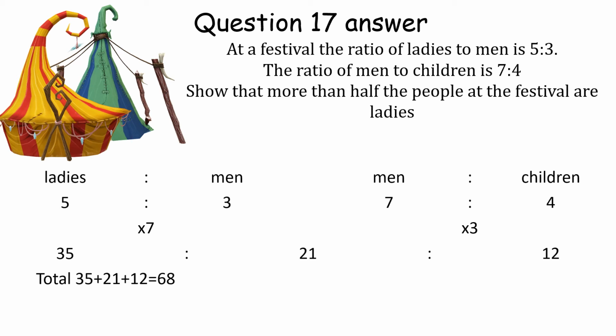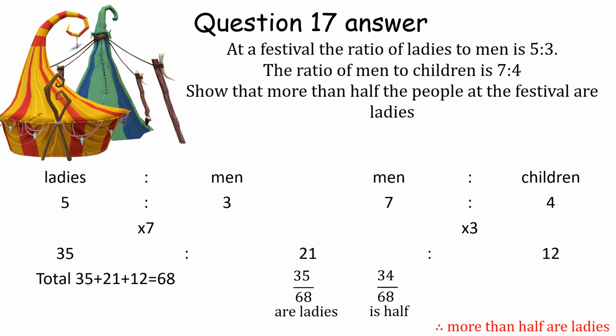We have a total of 68 parts, but 35 of them are ladies. And as 34 out of 68 is half, more than half the people at the festival are ladies.